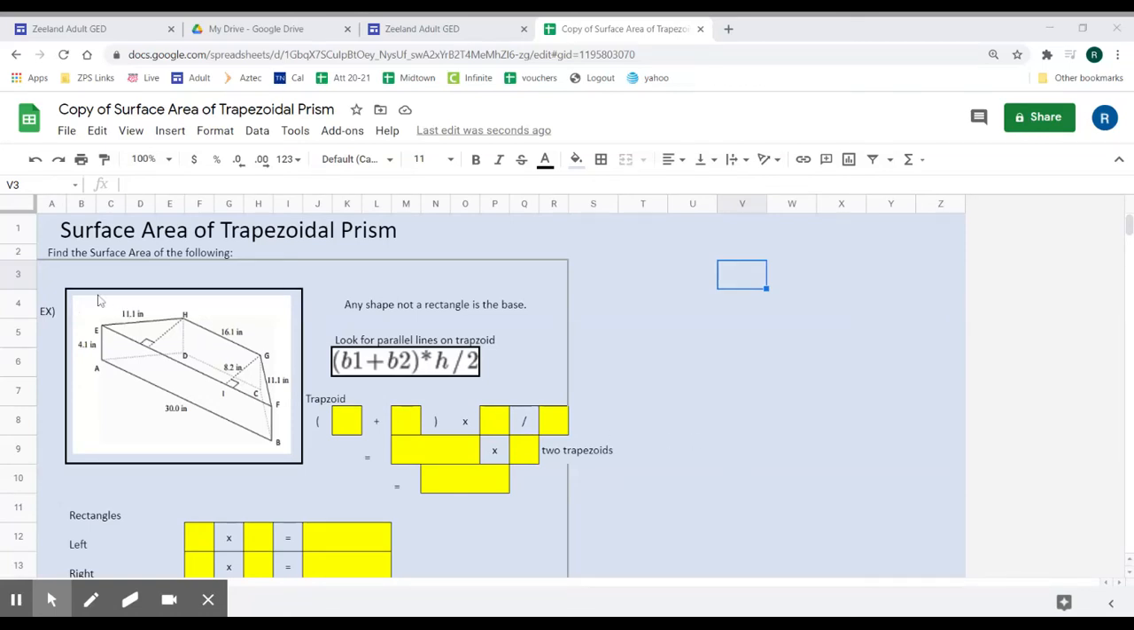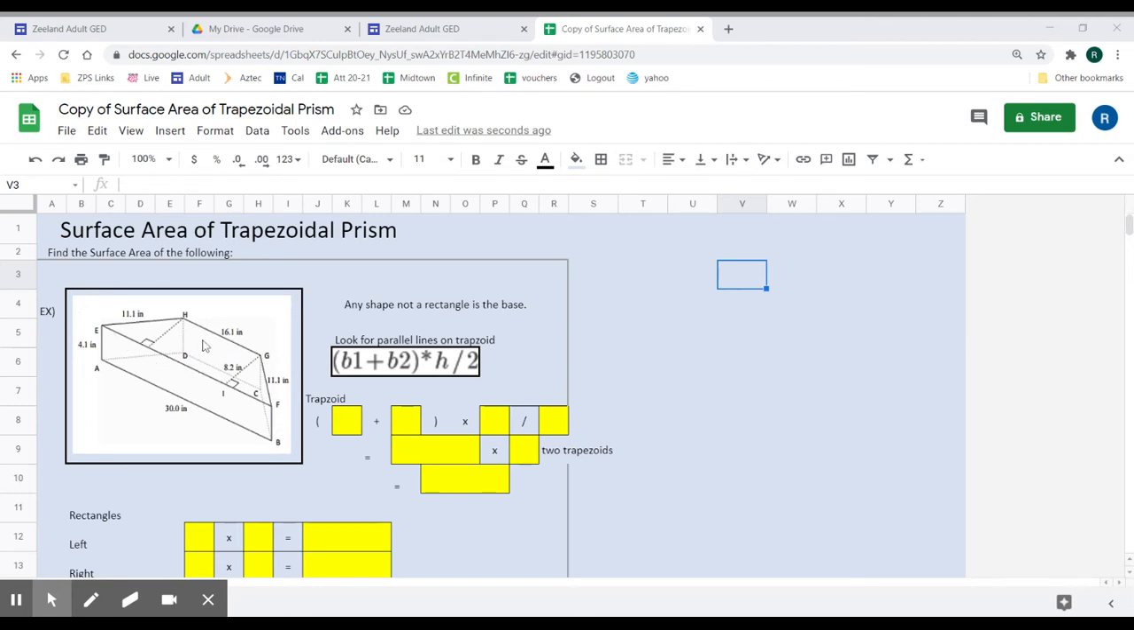All right, today we're looking at the surface area of a trapezoidal prism. If you take a look, once again, any shape, when you go to prisms, rectangles are the sides of a prism. Any shape that is not a rectangle is more than likely your base. So in this problem, the shape is a trapezoid.